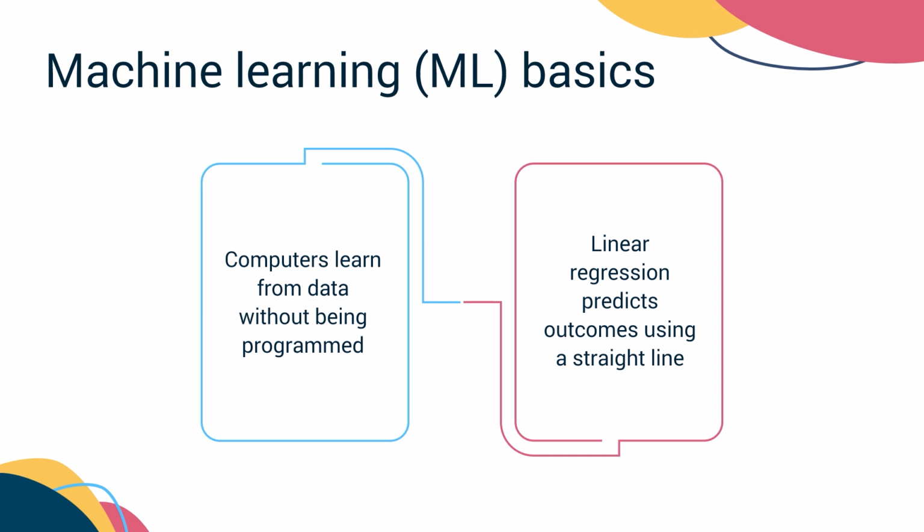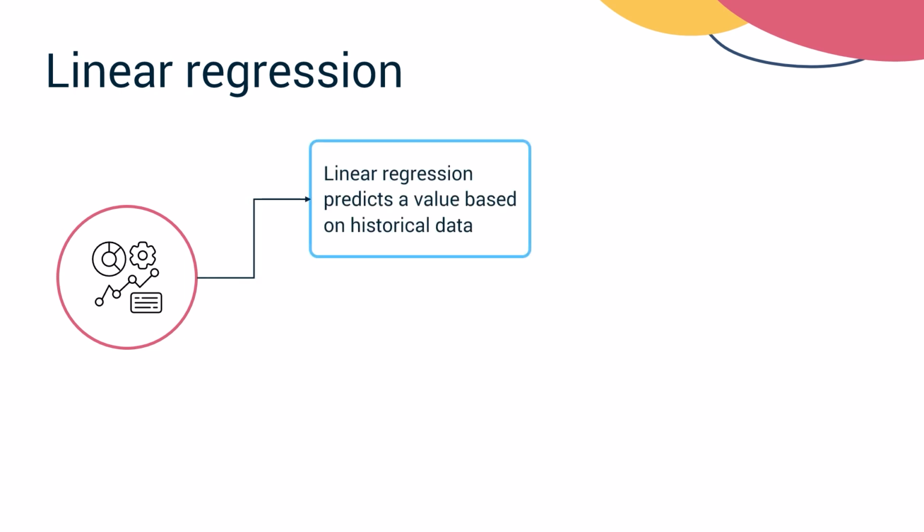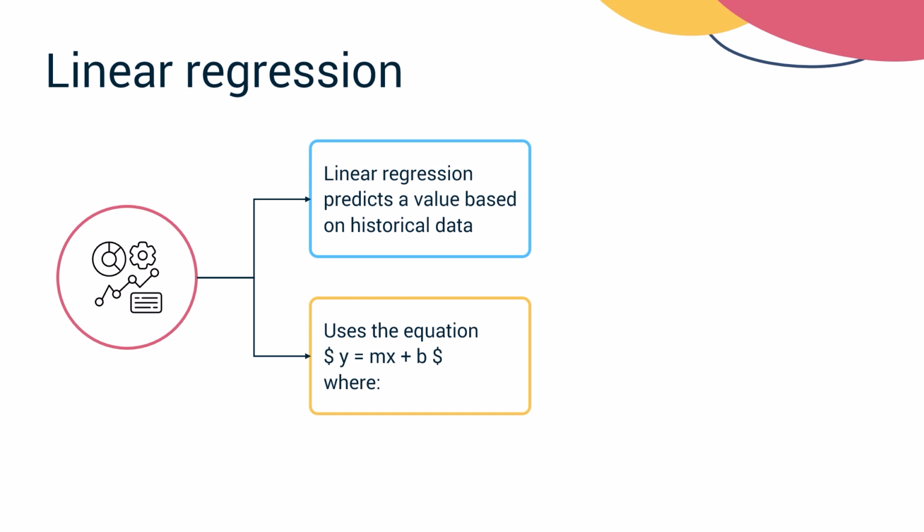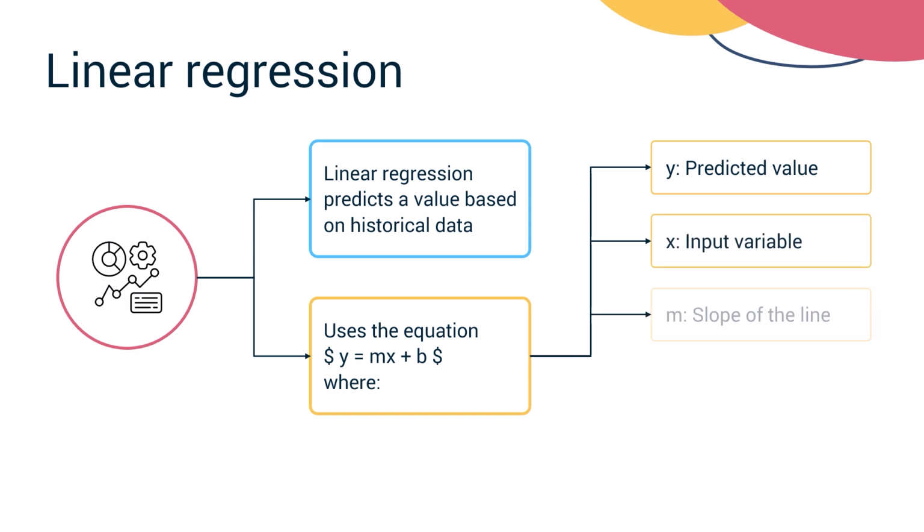For beginners, let's explore linear regression, which predicts outcomes using a straight line. Linear regression is a simple yet powerful concept used to predict values, such as sales or trends, based on historical data. It works by fitting a straight line through a set of data points to model the relationship between an input and an output. The equation for this line is y = mx + b, where y is the predicted value, x is the input variable, m is the slope of the line, and b is the intercept.